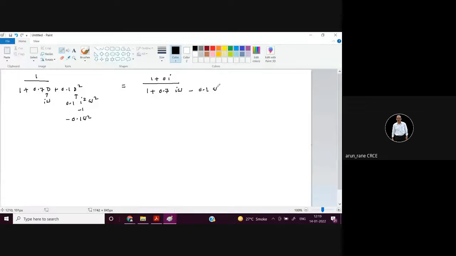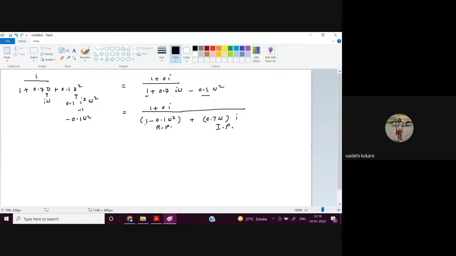Now in this the real part will be this and this. So this is nothing but 1 plus 0 I divided by, I'll group the real part, 1 minus 0.1 omega square plus the imaginary part, 0.7 omega I. Okay, is this clear? So this is my real part and this is my imaginary part. Okay, is this one clear? Yes, sir. So now, so this is what it is.